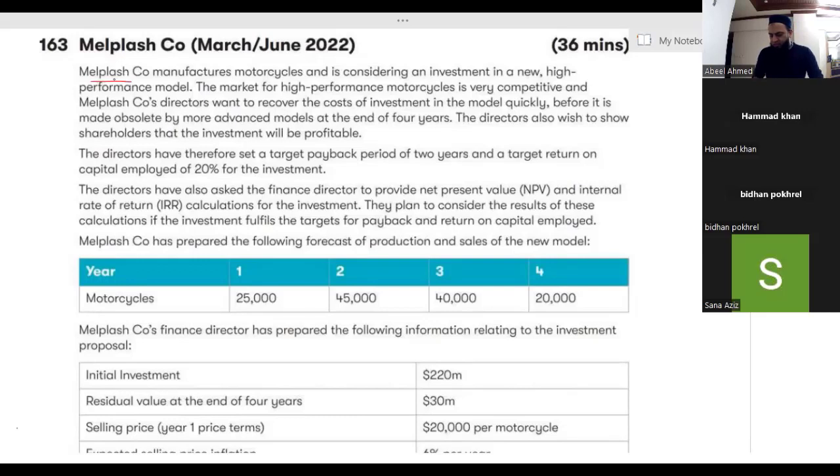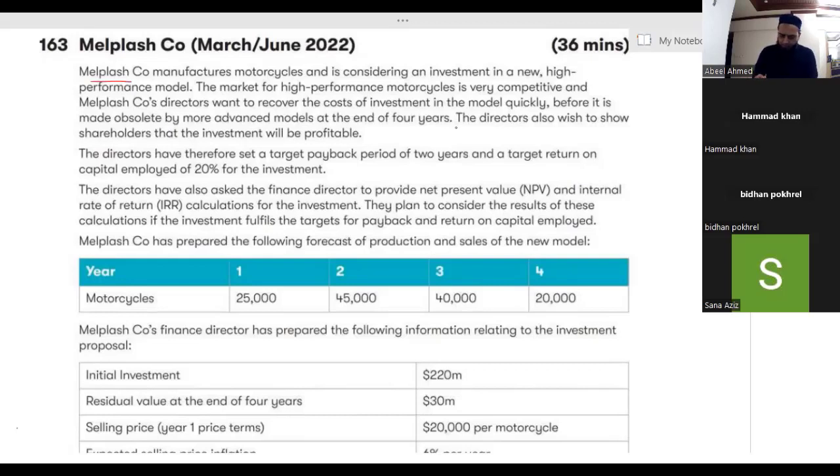PDF, all the PDF I'll send after the class, don't worry at all. Today's PDF will be shared in the group, inshallah, right after the class.